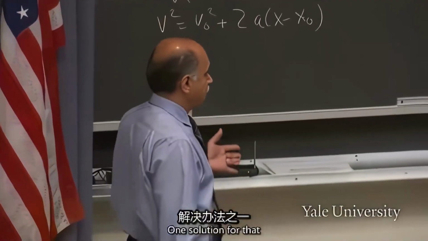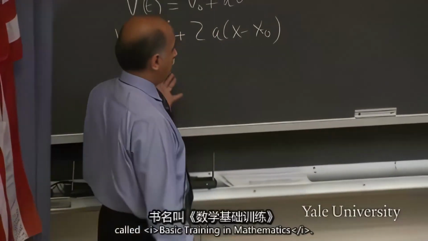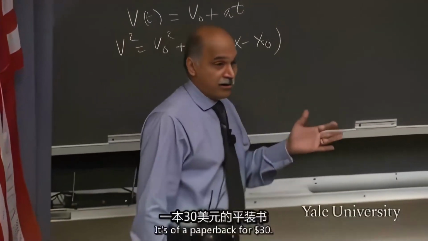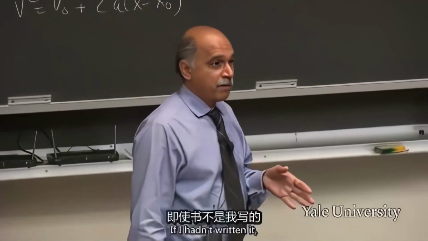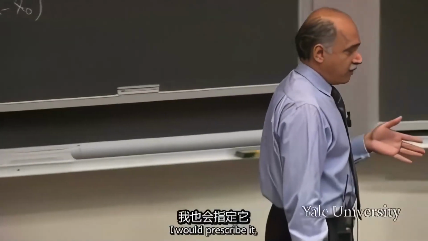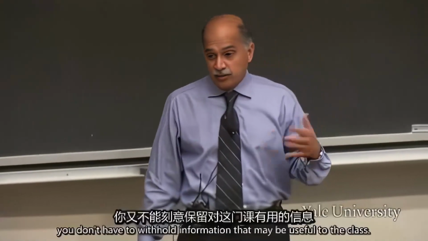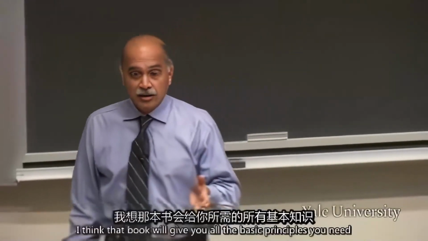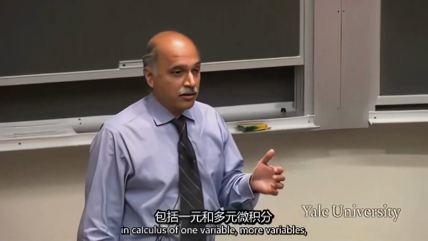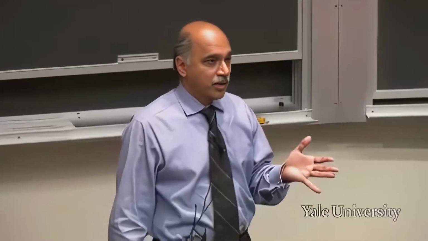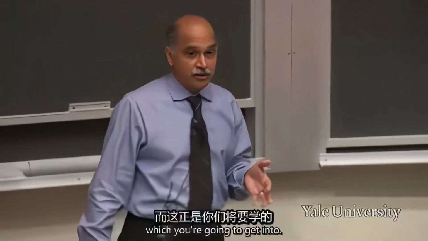And one solution for that is to get a copy of a textbook I wrote called Basic Training in Mathematics. It's a paperback, about $30, and I've given the name of the book on our class's website. If I hadn't written it, I would prescribe it, but that is a little awkward moment. You don't want to sell your own book. On the other hand, you don't have to withhold information that may be useful to the class. So I think that book will give you all the basic principles you need in calculus of one variable, more variables, elementary complex numbers, maybe solving some problems with vectors and so on, which you're going to get into.